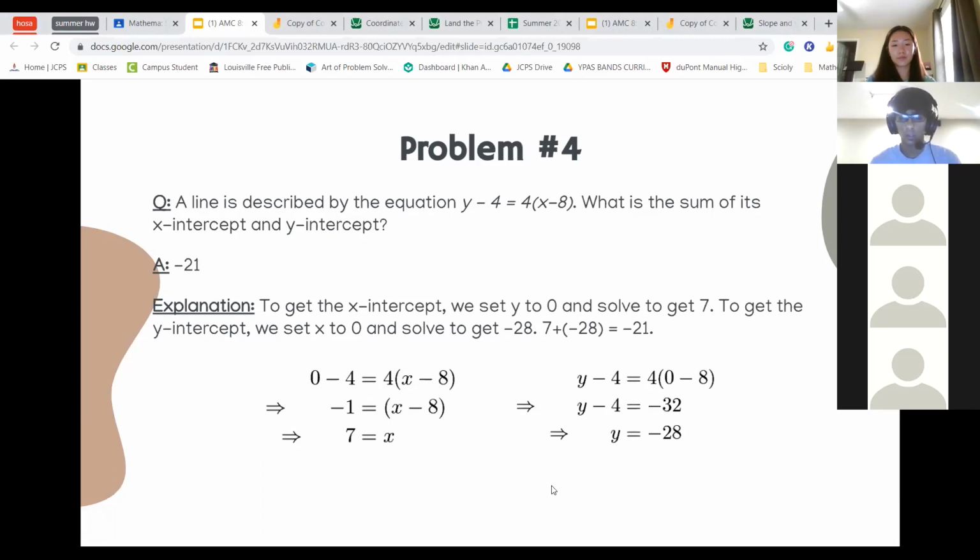And then for the y-intercept, we do the same thing, except we set x equal to 0. Here we get y minus 4 is equal to 4 times -8, so y minus 4 is equal to -32. You add 4 to both sides and you get y is equal to -28. So -28 plus 7 is going to be -21.